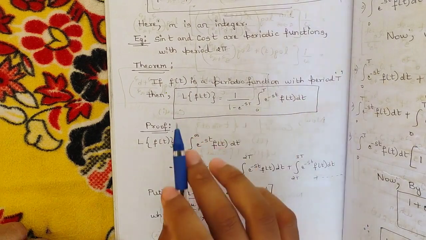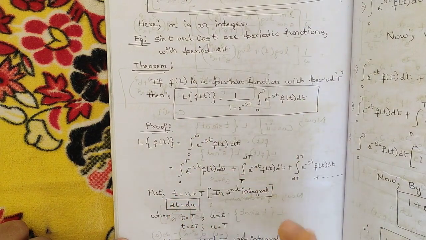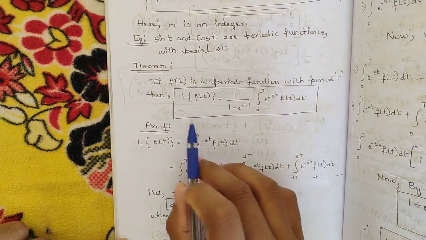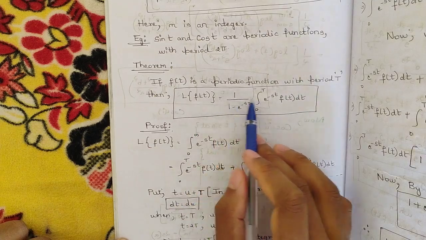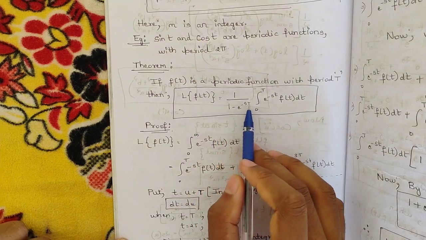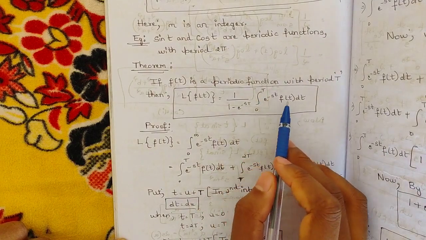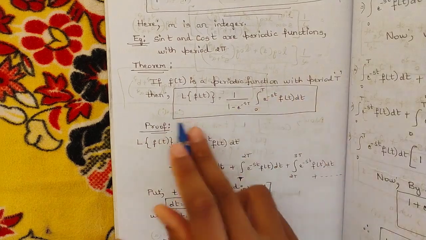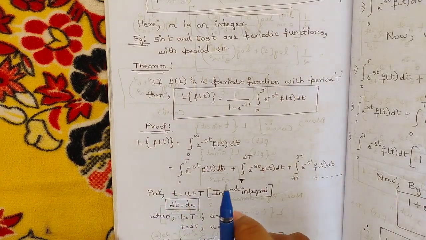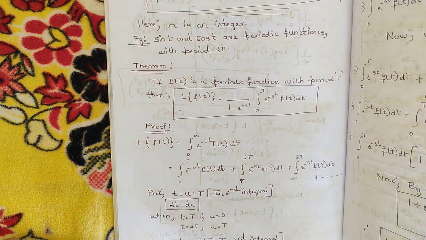So this is the formula for calculating the Laplace transform of a periodic function, that is L of f of t is equal to 1 divided by 1 minus e to the power minus s capital T, into integration from 0 to T of e to the power minus st f of t dt. For this we have one small proof. How we get this formula, we are going to see now.